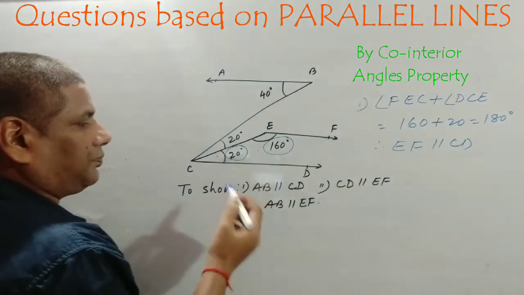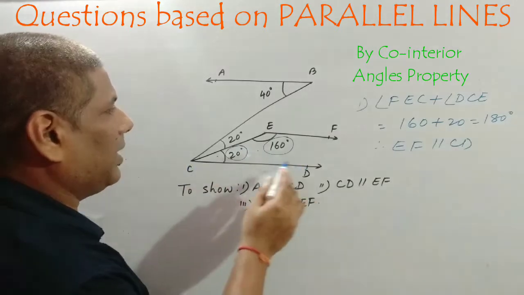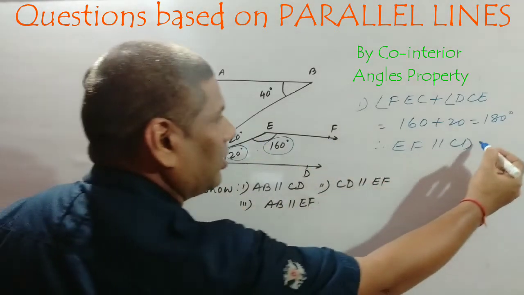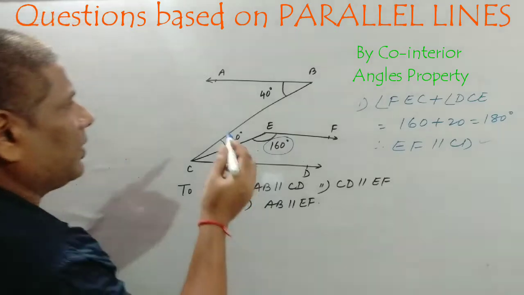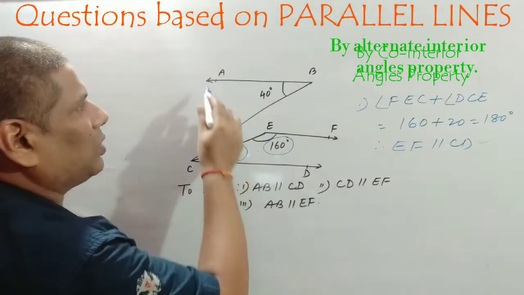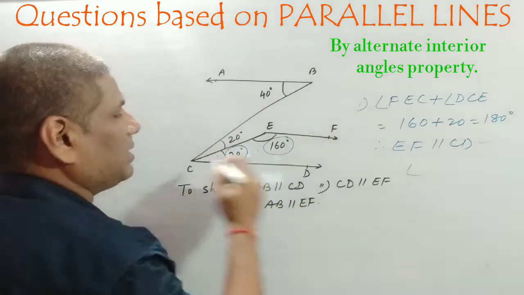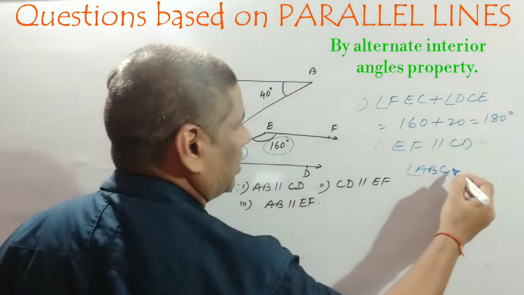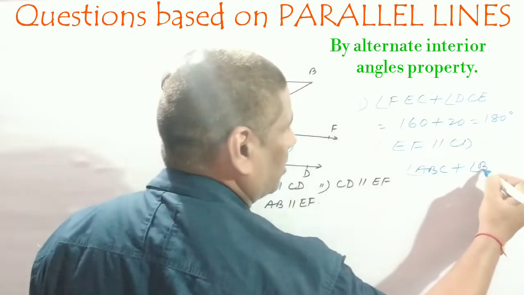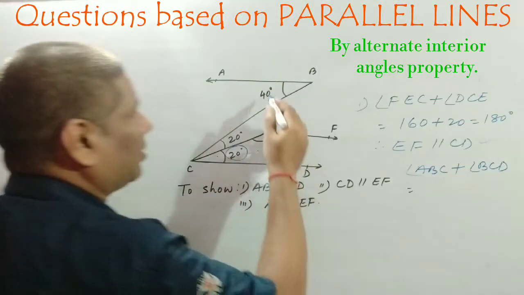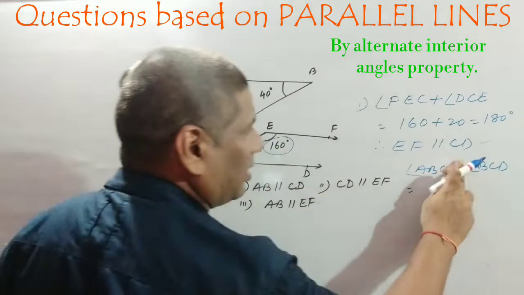Again let us see. CD parallel to EF we have to prove. CD parallel to EF we have already proved. Now we have to show AB parallel to CD also. So now let us see. Angle ABC plus angle BCD. This is 40 and this is 40. So both angles are equal here.